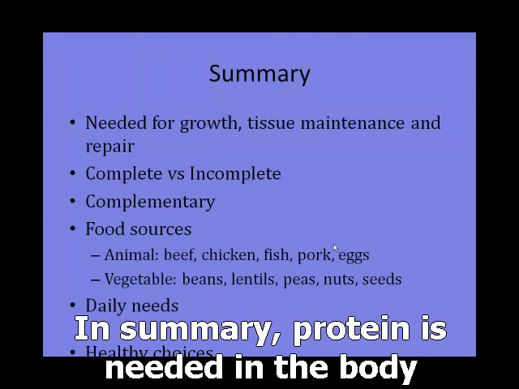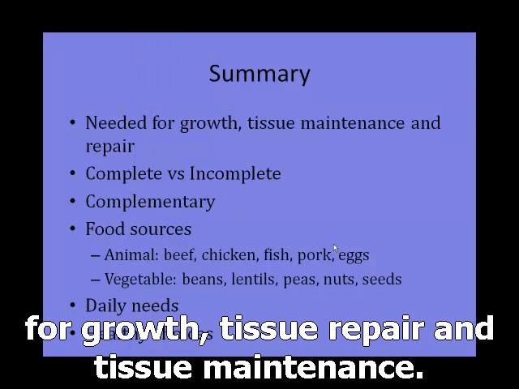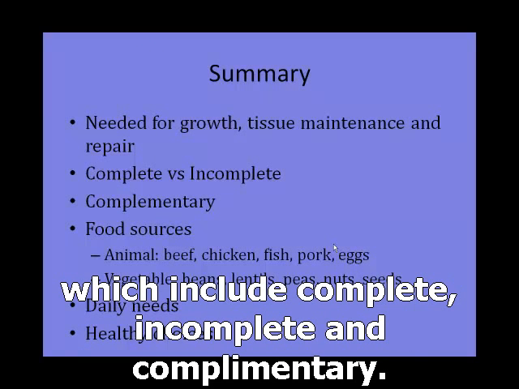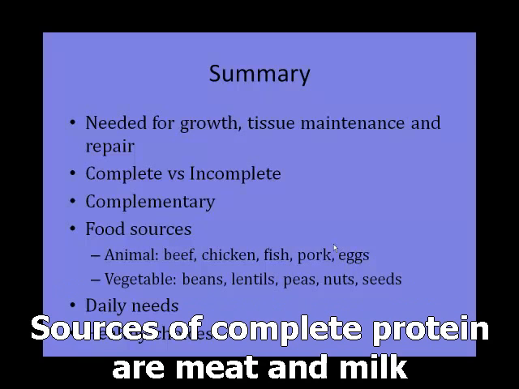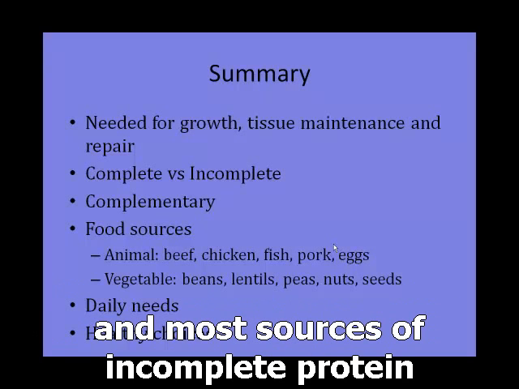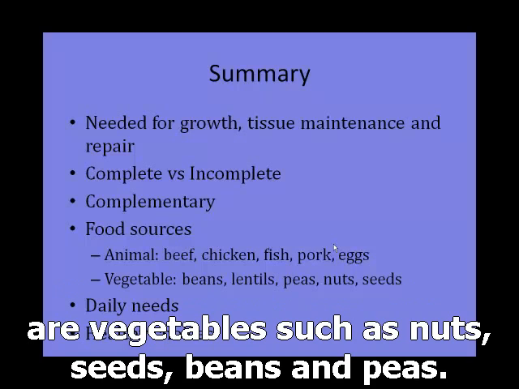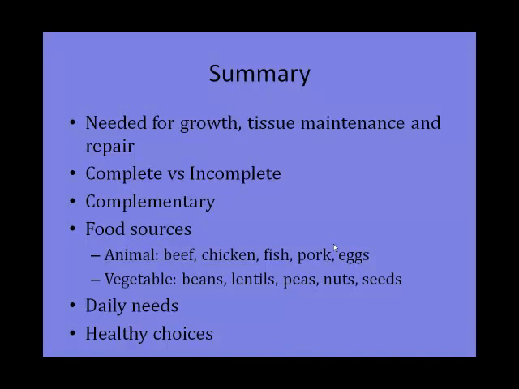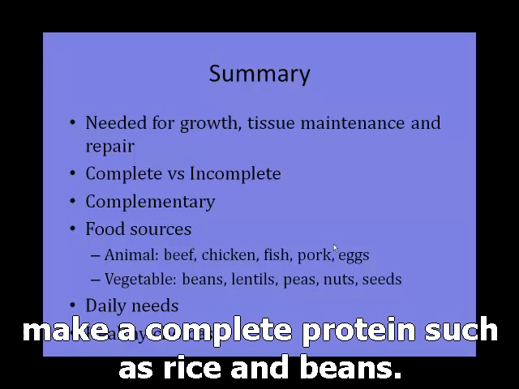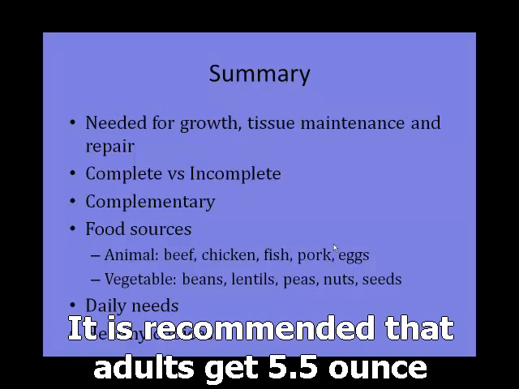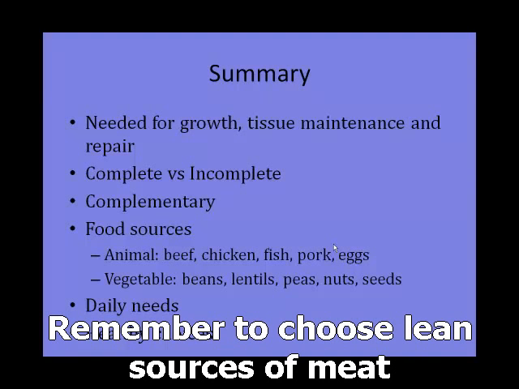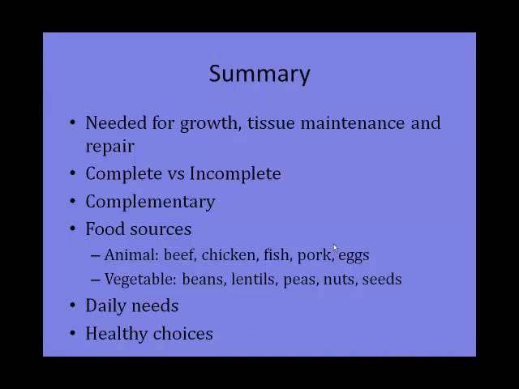In summary, protein is needed in the body for growth, tissue repair, and tissue maintenance. There are different categories of proteins, which include complete, incomplete, and complementary. Sources of complete protein are meat and milk, and most sources of incomplete protein are vegetables such as nuts, seeds, beans, and peas. Complementary proteins are combinations of incomplete protein that, when combined, make a complete protein, such as rice and beans. It is recommended that adults get 5.5 ounce equivalents of protein each day. Remember to choose lean sources of meat and use healthy cooking methods to meet your protein needs.